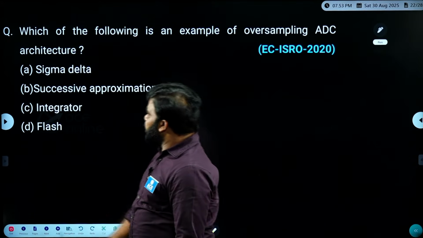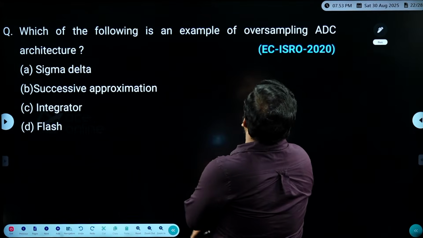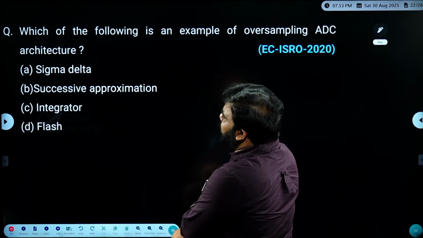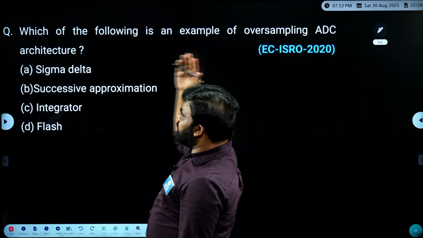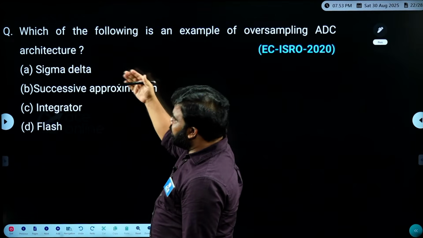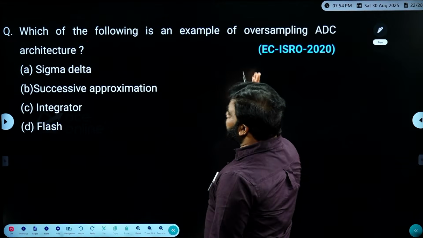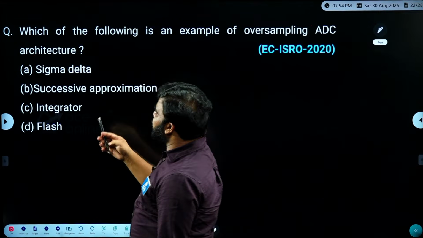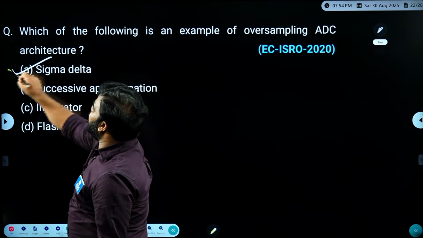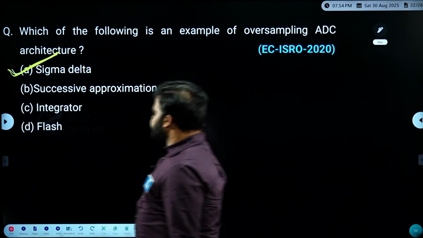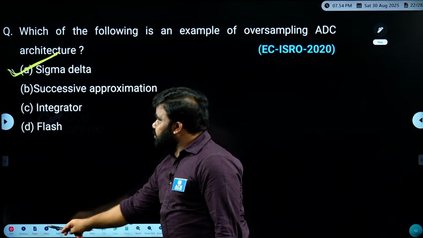Let us see the next question. Which of the following is an example of oversampling ADC architecture? Oversampling architecture we see only in sigma delta. In the remaining, we don't have that oversampling. So only in sigma delta ADC we have oversampling. So the answer is A, sigma delta. Now let us see the next question.